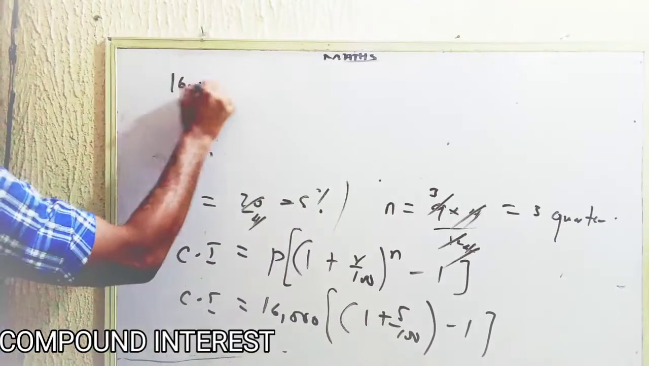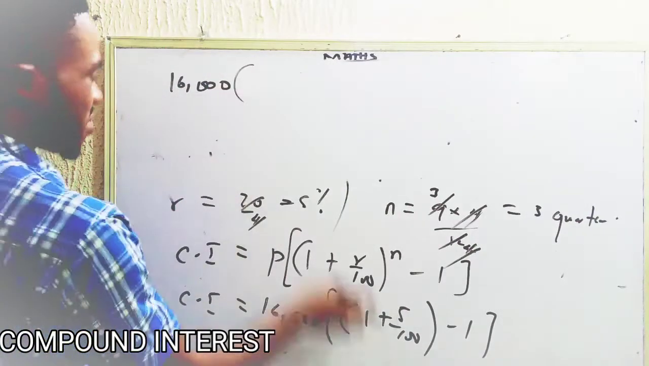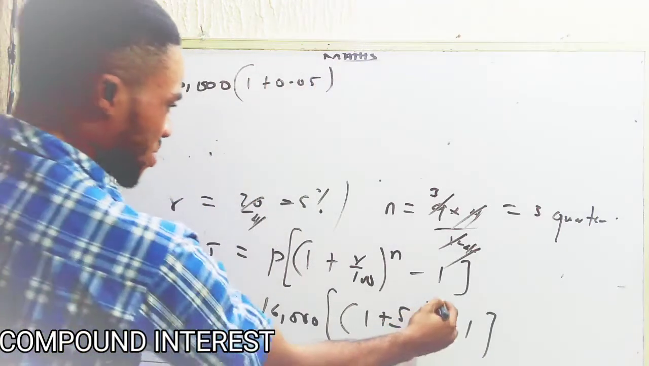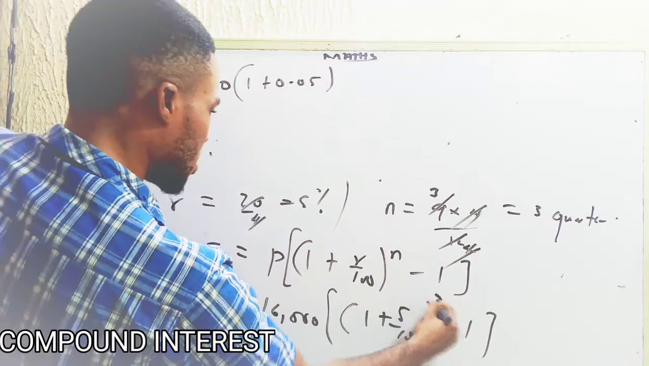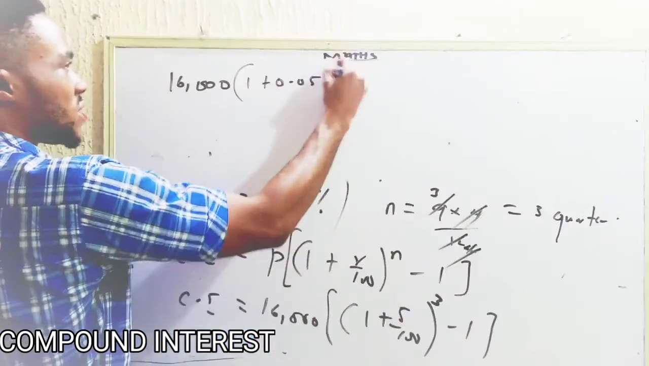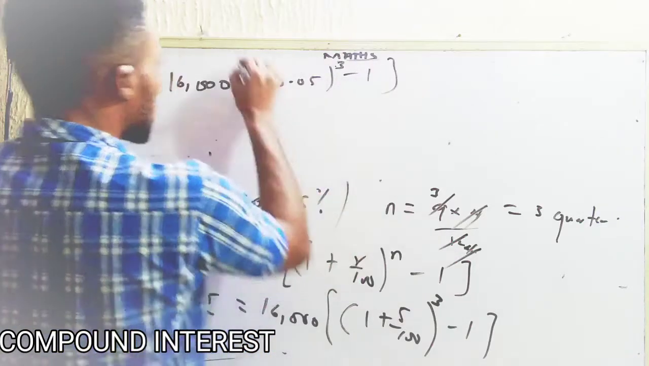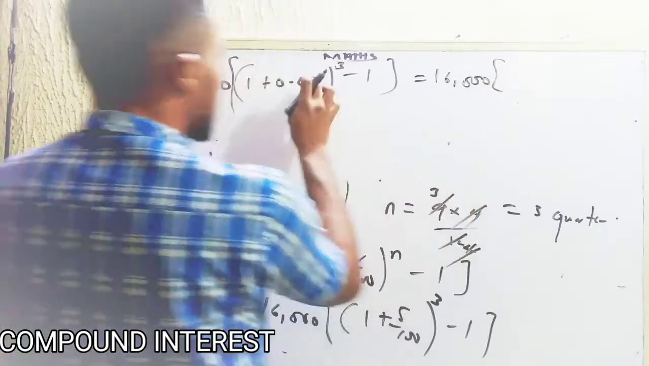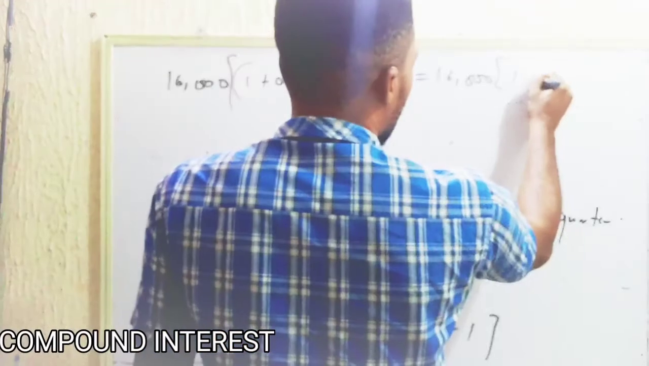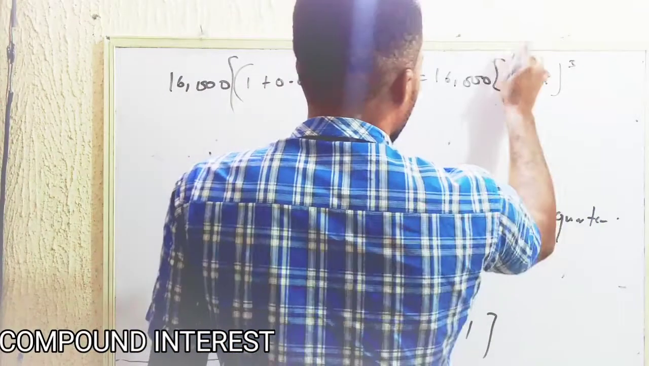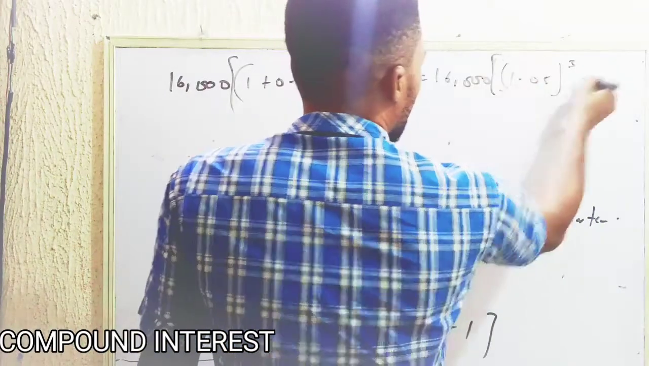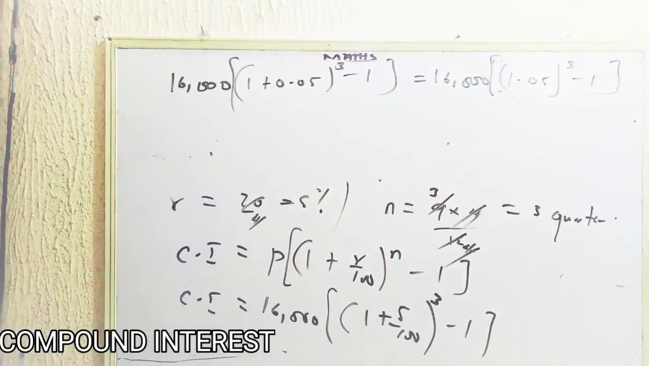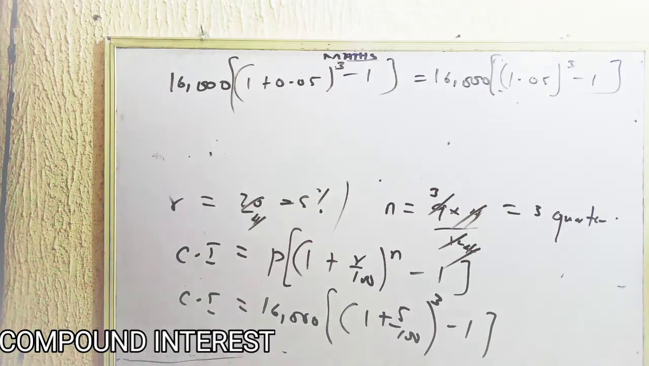So I have 16,000, open the bracket. This will give me 1 plus 0.05, raised to power 3, minus 1. Open another big bracket. So I have 16,000, open the bracket, this plus this, I'm going to have 1.05 raised to power 3, minus 1. So I'm going to raise 1.05 to power 3, then I'll subtract 1 from it.